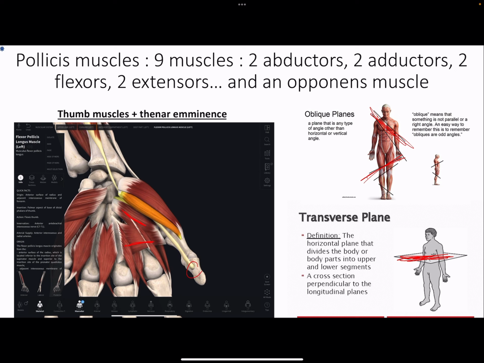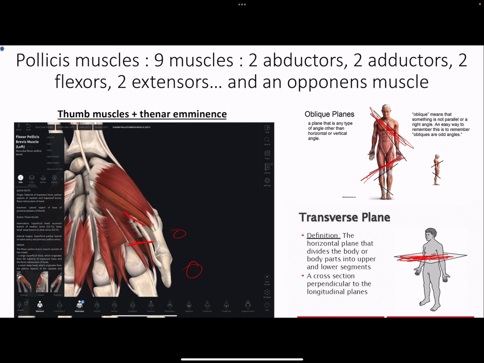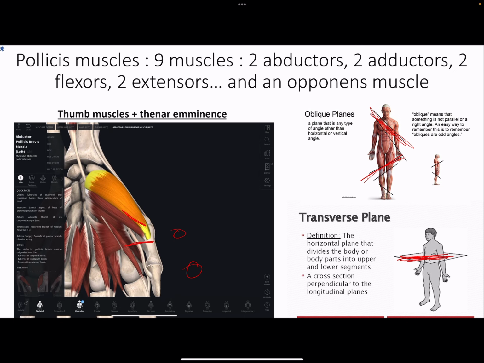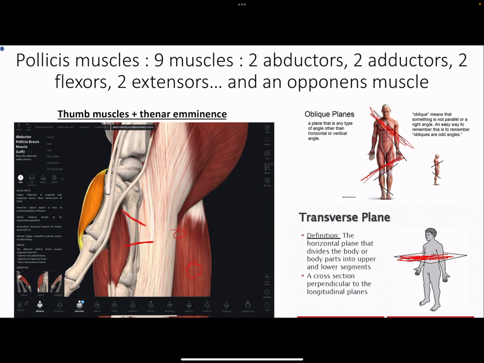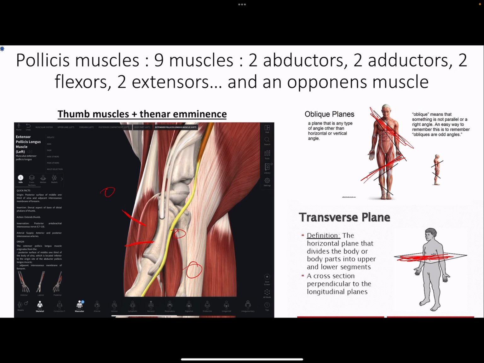Pollicis longus, notice that it goes all the way. It's the long one, and the brevis goes shorter and starts in the hand. Now, here is an exception. The abductor brevis versus the abductor longus. The longus actually inserts on the closer phalange. Extensor brevis and extensor longus.